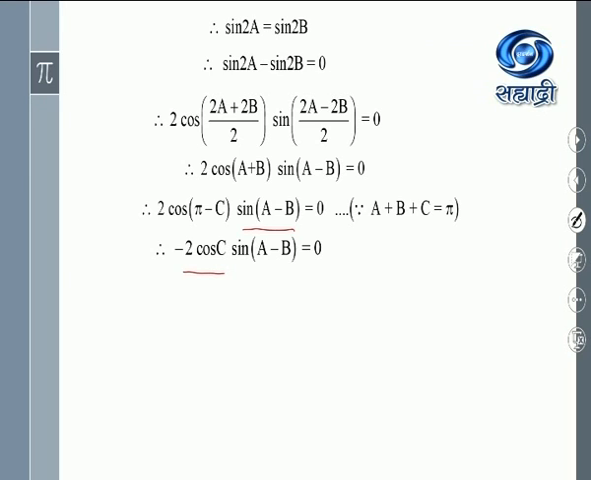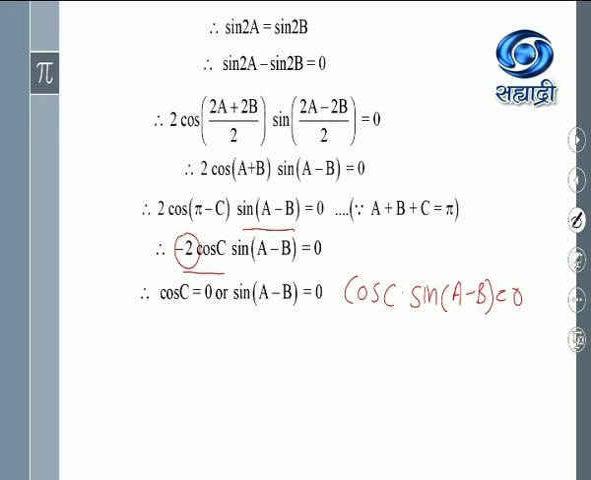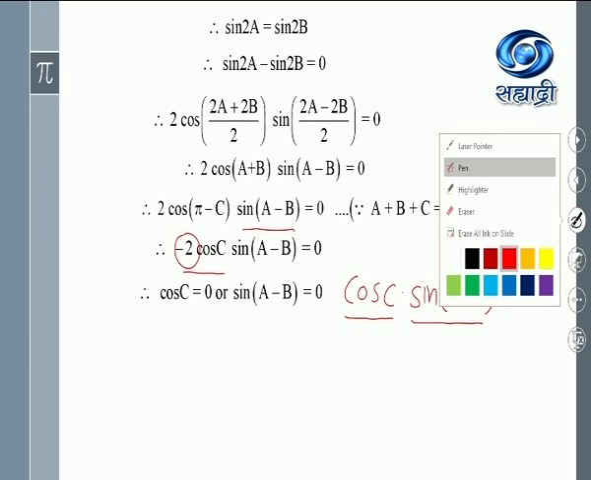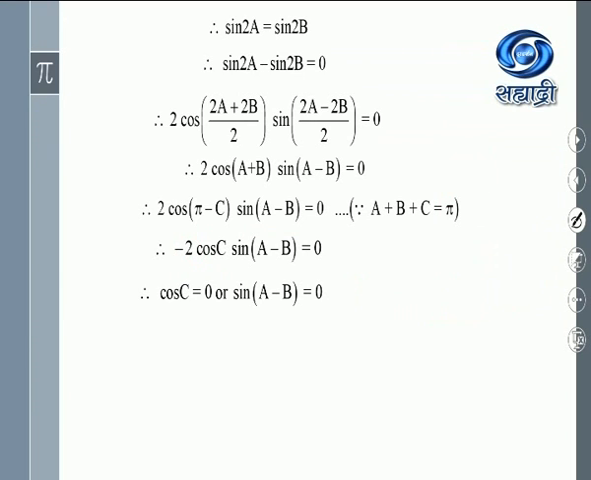This term sine of a minus b as it is. Now this minus 2, look at minus 2. We cross multiply with RHS. Then we have cos c into sine of a minus b is equal to 0. Why? Because minus 2 is not 0. Therefore, this is equal to 0. So, either cos c equal to 0 or sine of a minus b is equal to 0. So, we got these two factors and we equate to 0.